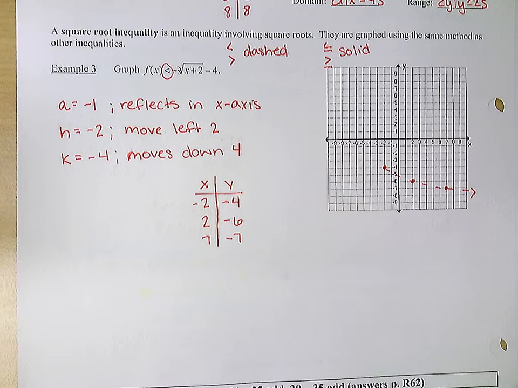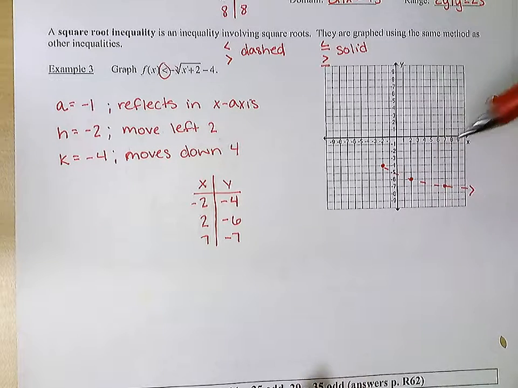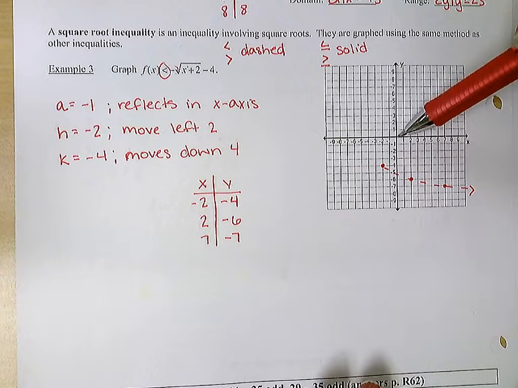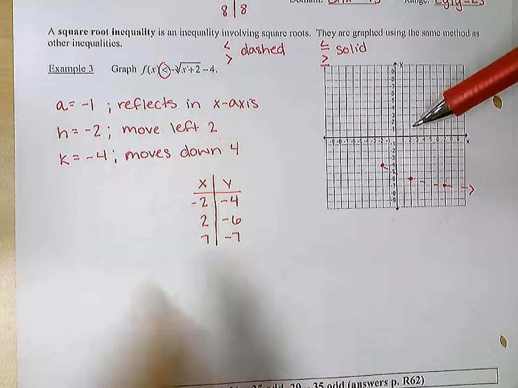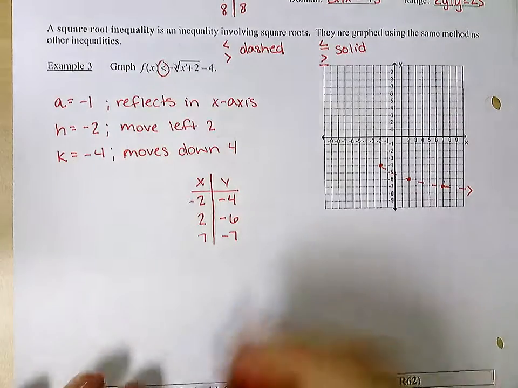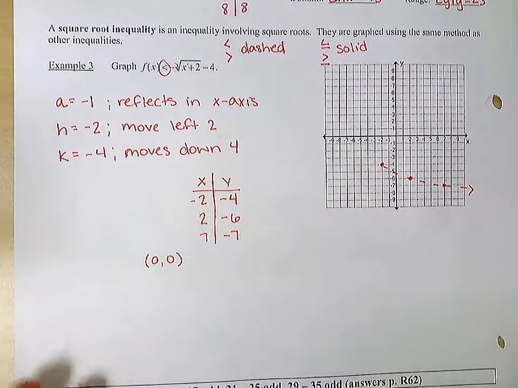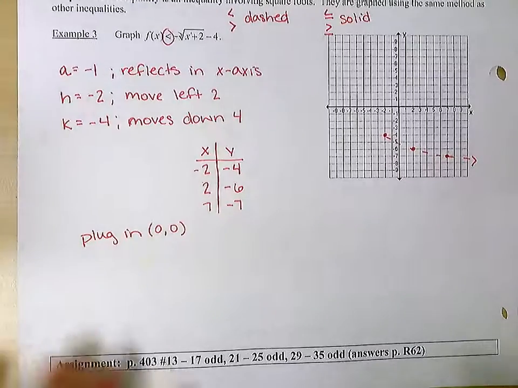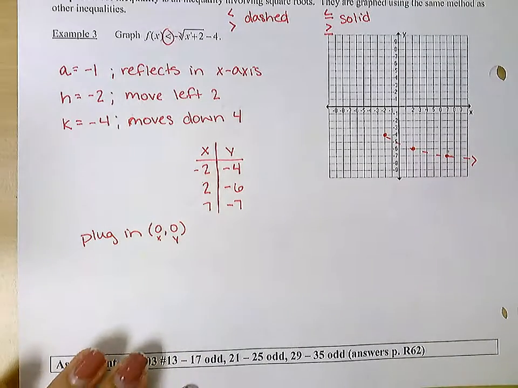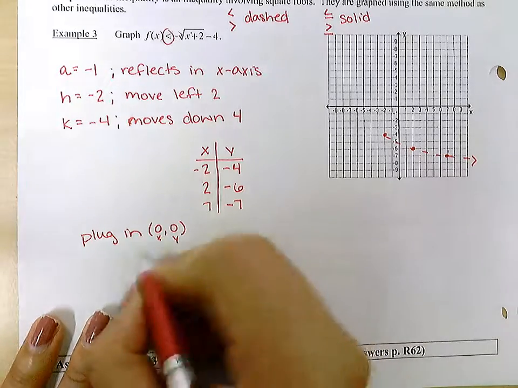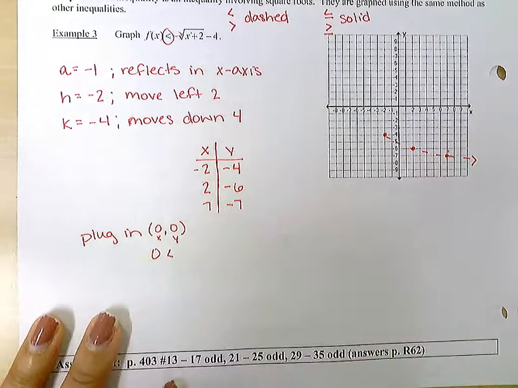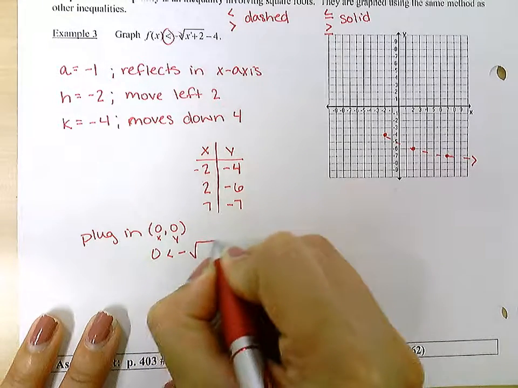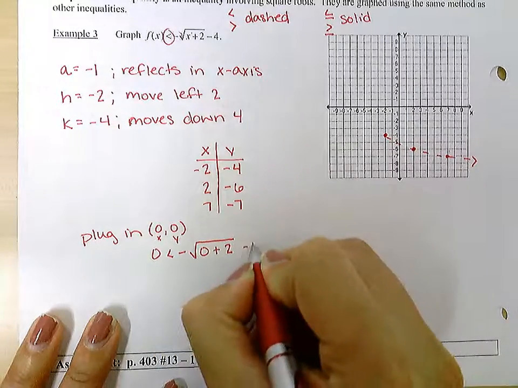Last step for inequalities, you have to test a point, a point that's not on your line here. I always test 0, 0 if it's in my domain, because that's easy to plug in, right? So I want to plug in this point 0, 0 into my original equation, for your x and y value. Now y is just f of x. So I would end up with 0 is less than the negative square root of 0 plus 2 minus 4.